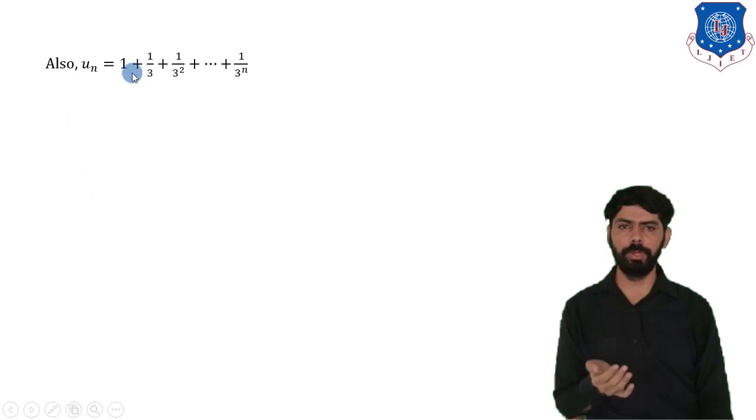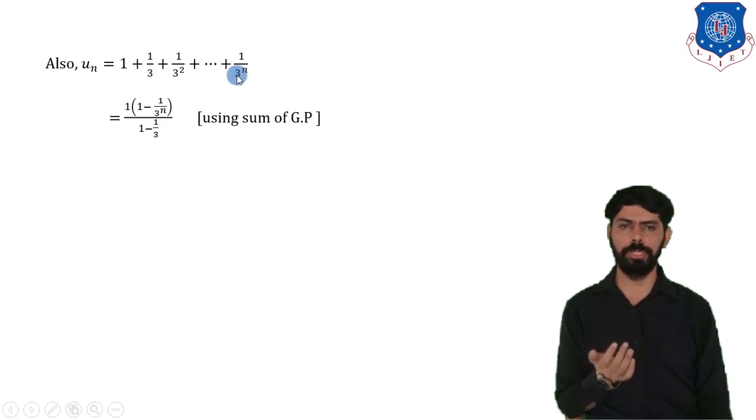Also u_n is equal to 1 plus 1/3 plus 1/3² plus so on plus 1/3^n. So using the sum of a geometric progression we can find the sum of this. The formula is a(1 minus r^n) divided by (1 minus r), where r is the common ratio. If you find the ratio, second term divided by first term, 1/3 divided by 1, so the ratio will be 1/3.